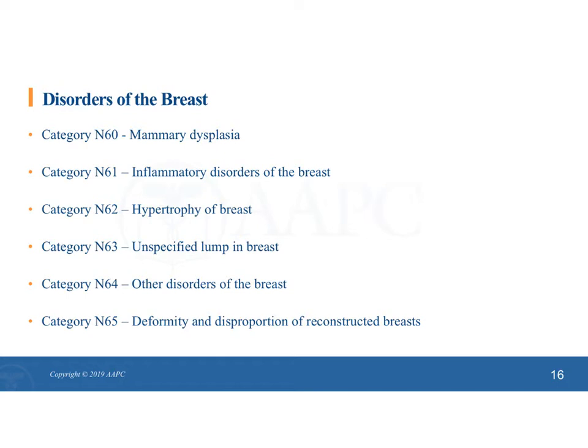mastodynia, and nipple discharge, N64.52. Also in this section is the code for galactocele, N64.89. A galactocele is a milk-fed cyst and is often cured by aspirating. The final category in this section is deformity and disproportion of reconstructed breast. These codes are often used when a correction to a breast is required after reconstructive surgery.